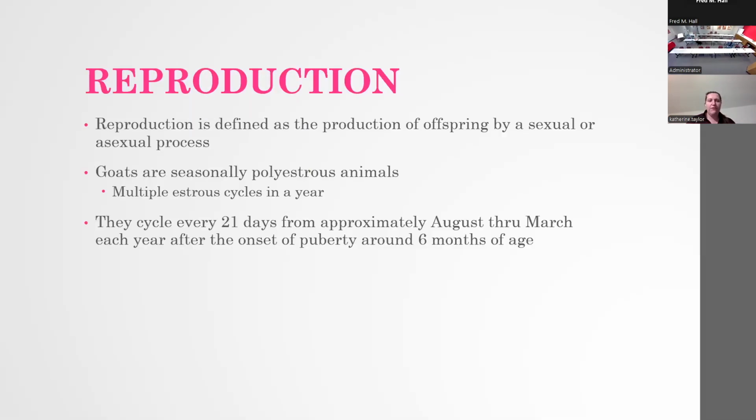So to kind of start us off, I wanted to define what is reproduction. It's defined as the production of offspring by a sexual or asexual process. So in goats, that is a sexual process, and they are seasonally polyestrous animals. So they have multiple estrus cycles within a year, but it's within that defined period. It's within the fall, usually from August through March, and they cycle every 21 days, starting at about 6 months of age once they hit puberty.